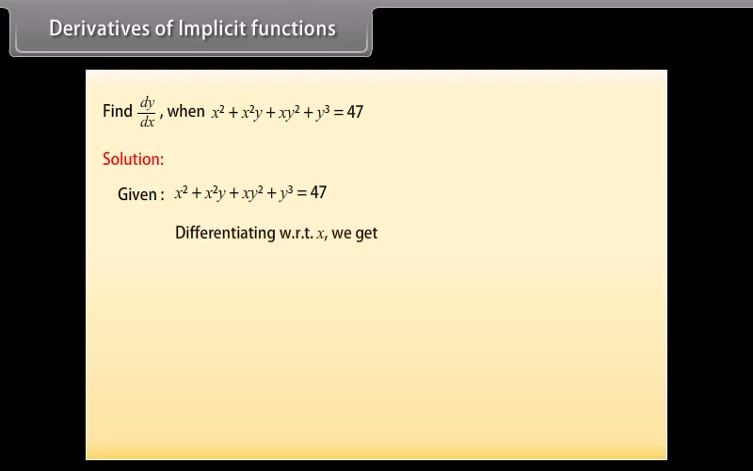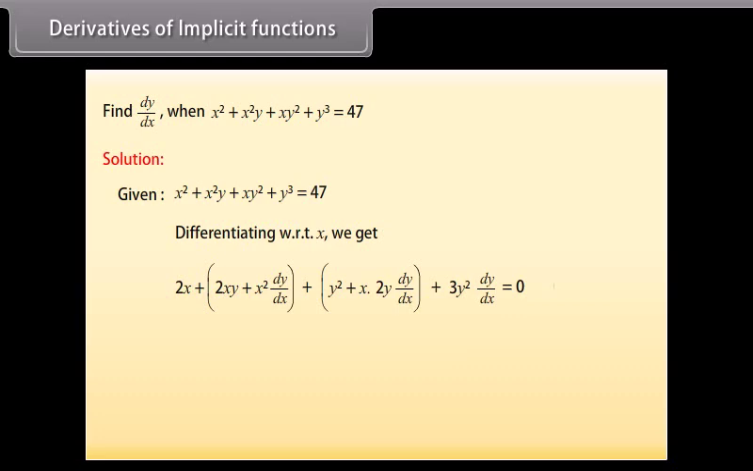Derivative of implicit functions. Find dy/dx when x square plus x square y plus x y square plus y cube is equal to 47. Solution. Given x square plus x square into y plus x into y square plus y cube is equal to 47. Differentiating with respect to x, we get 2x plus 2xy plus x square into dy/dx plus y square plus x into 2y dy/dx plus 3 into y square dy/dx is equal to 0.